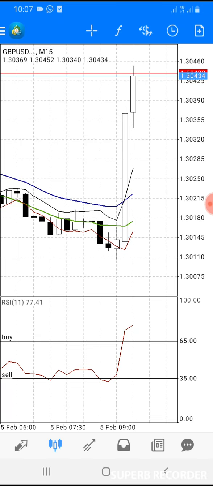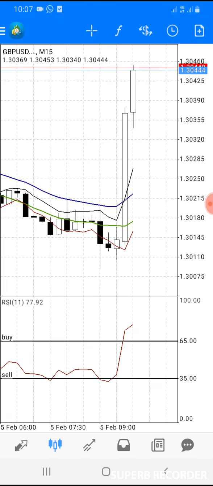I've been quiet for some time on Forex trading, but today I decided to share with you this strategy which I've been using. It's quite a simple strategy and I hope you can also use it.